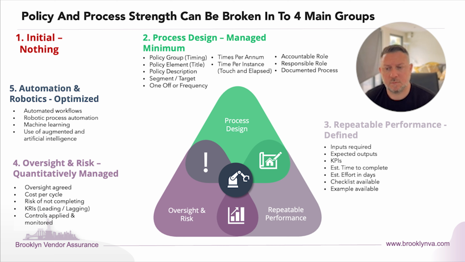What's the risk of not completing? So what happens if this isn't completed either at all or in a poor manner? What are the key risk indicators wrapped around the process? So what's a leading or a lagging indicator? Leading being something that will trigger prior to something going wrong. Lagging has gone wrong and you're retrospectively looking at it from a metrics perspective.